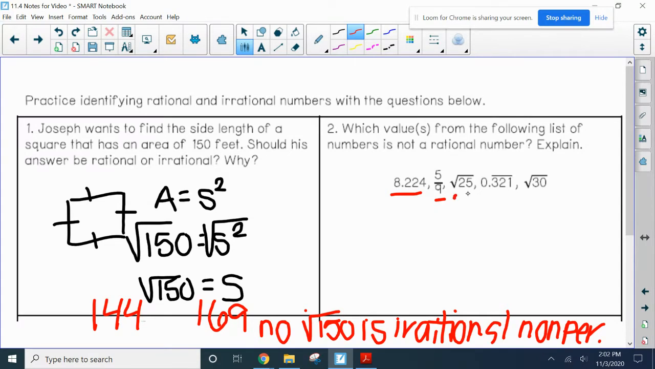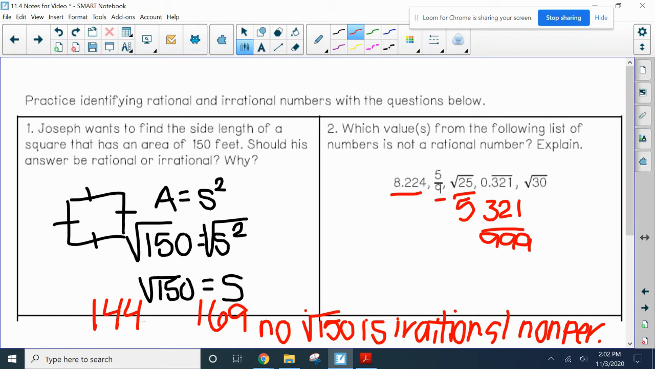How about the square root of 25? Is that a rational number? Sure is, because we know 5 times 5 is going to give me 25. So 5 is the square root of 25. How about 0.321 repeating? Yeah, we know rational numbers can be repeating numbers because we know 321 thousandths. There are 3 numbers that are repeating, so 999, it can be written as a fraction, so it's rational.